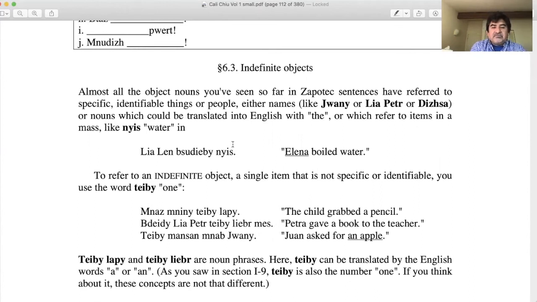So we don't know which pencil, whether it's a black pencil or a red pencil. The child just grabbed a pencil, any pencil, but he grabbed a pencil. I hope that makes sense. And in the next sentence, we have Petra gave a book to the teacher, right? It could have been a math book, a Spanish book, but we don't know. All we know about the book is that it's just a book, okay? And in Zapotec, we say, de Peter, de lieber mess.